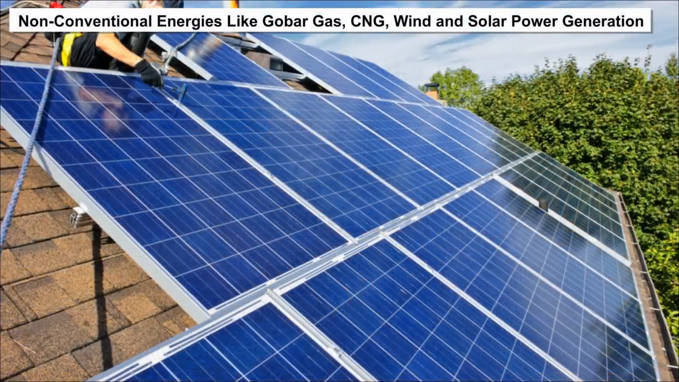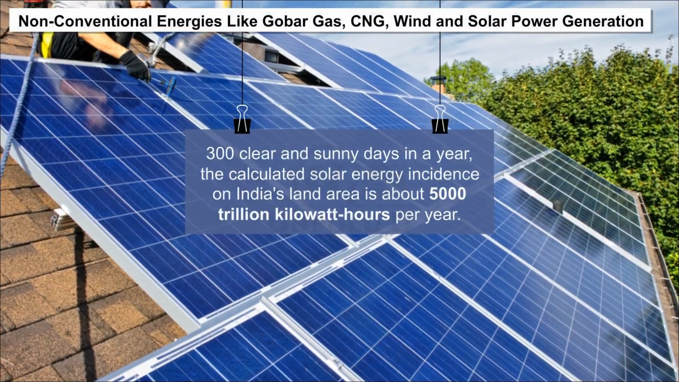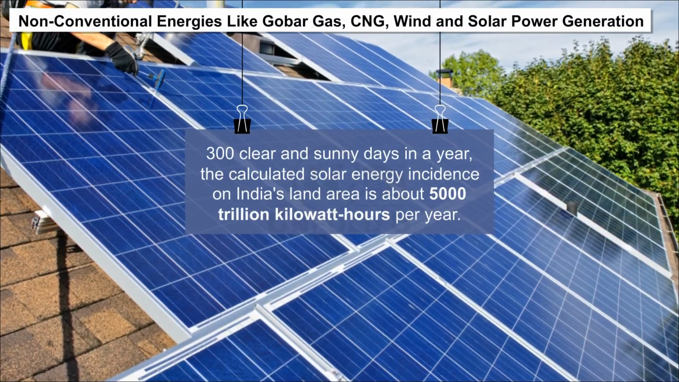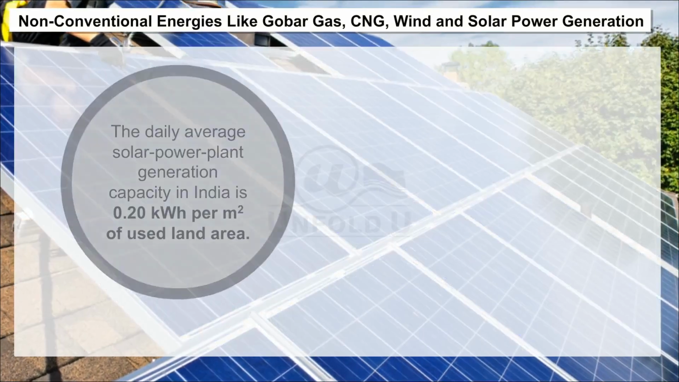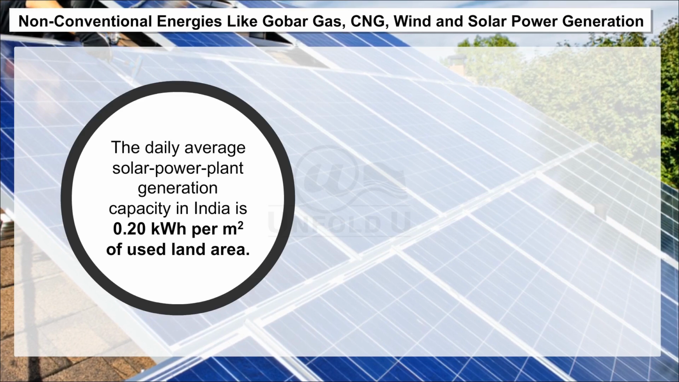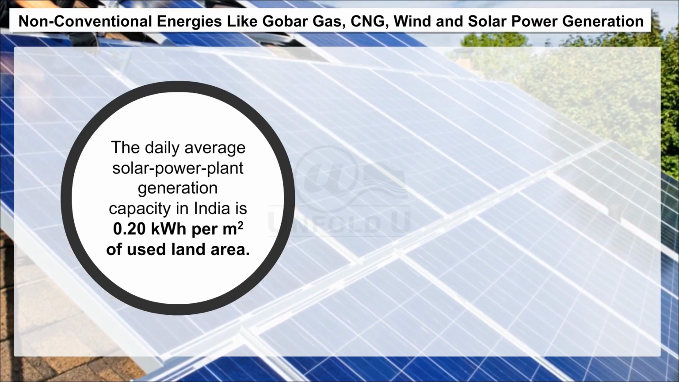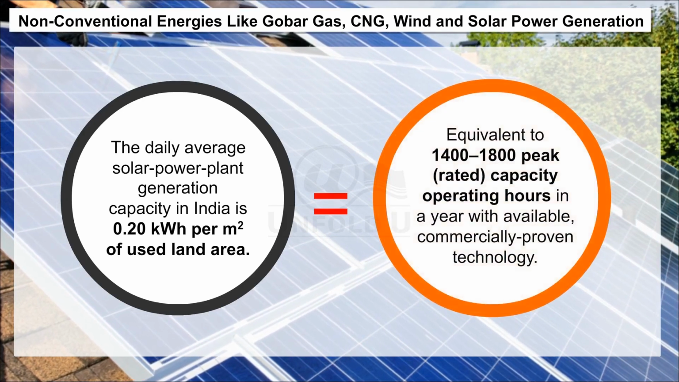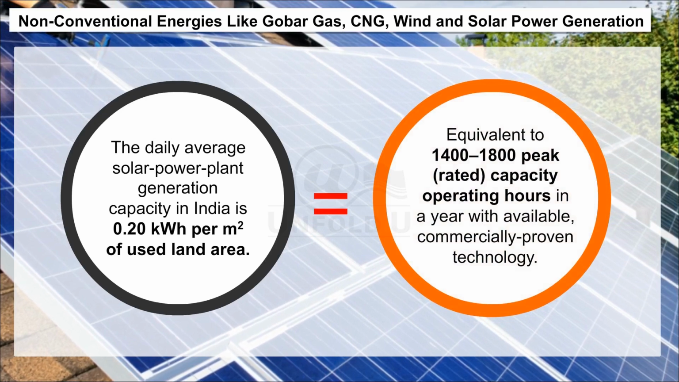With about 300 clear and sunny days in a year, the calculated solar energy incidence on India's land area is about 5,000 trillion kilowatt hours per year. The daily average solar power plant generation capacity in India is 0.20 kilowatt per square meter of used land area, equivalent to 1,400 to 1,800 peak rated capacity operating hours in a year, with available commercially proven technology.